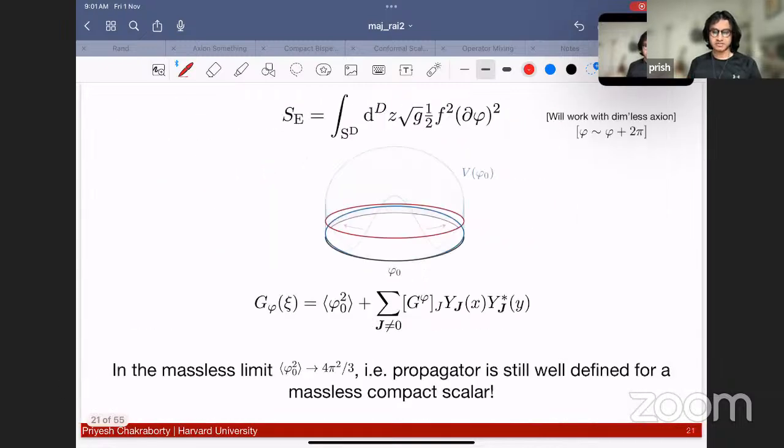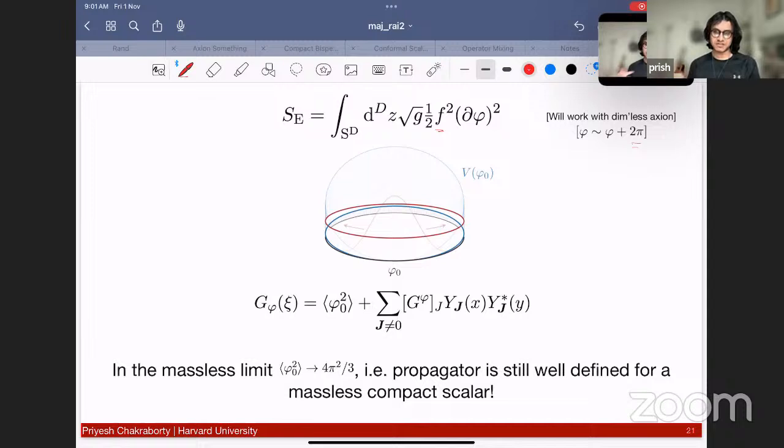But what about the compact scalar? Over here, I found it convenient to just scale out this factor of f. So the periodicity is just 2 pi in this case. Well, over here, I can just send the mass exactly to 0. Even though the zero mode potential is 0, it's flat everywhere, there's no potential, the field is always bounded in field space. So the zero mode fluctuations cannot blow up, because phi 0 cannot blow up.